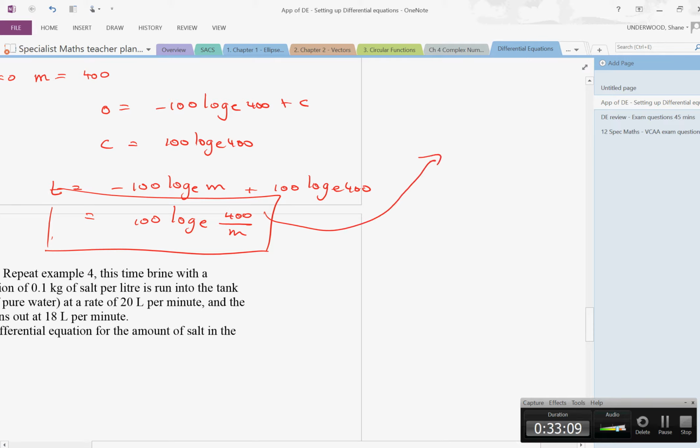Okay, 0.1 kilograms. So I've got 100 log e to the 400 over 0.1 is t. It's asking you for what time. So that's 100 log e to the 4,000. Can you really do much with that apart from work that out in a calculator? No? That's right. So that's fine.